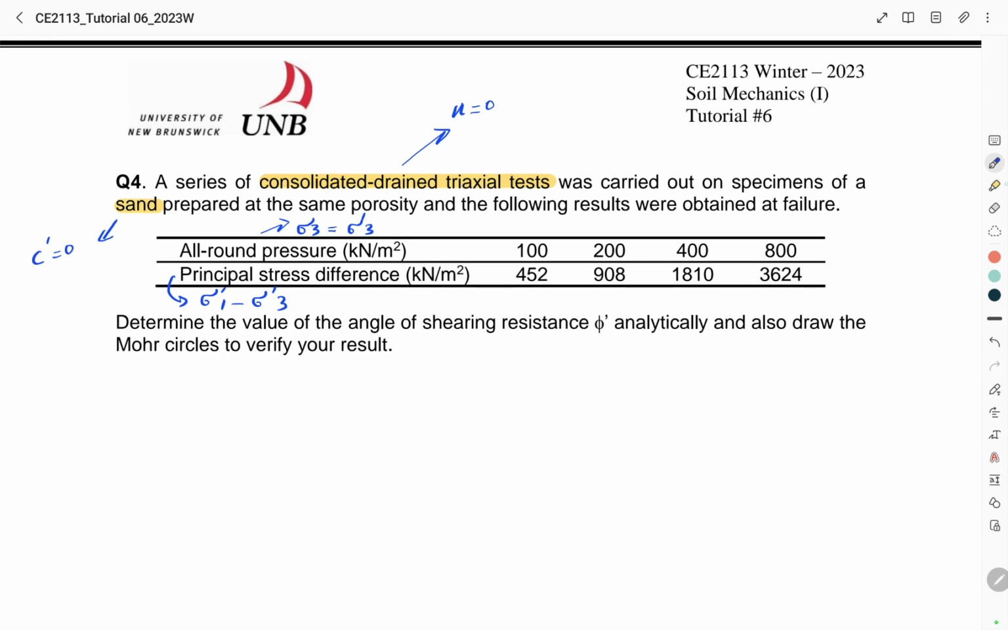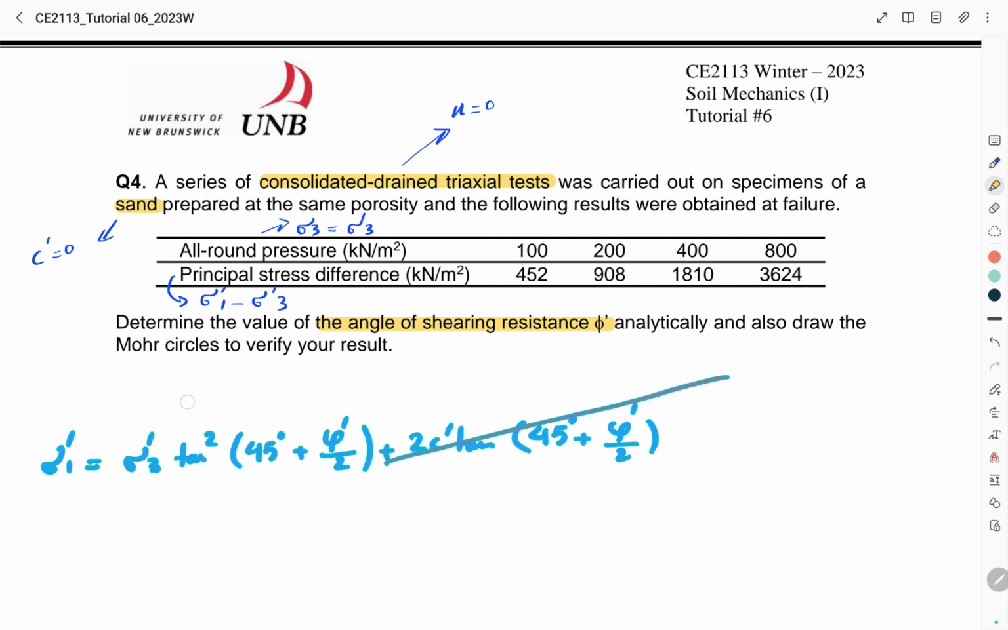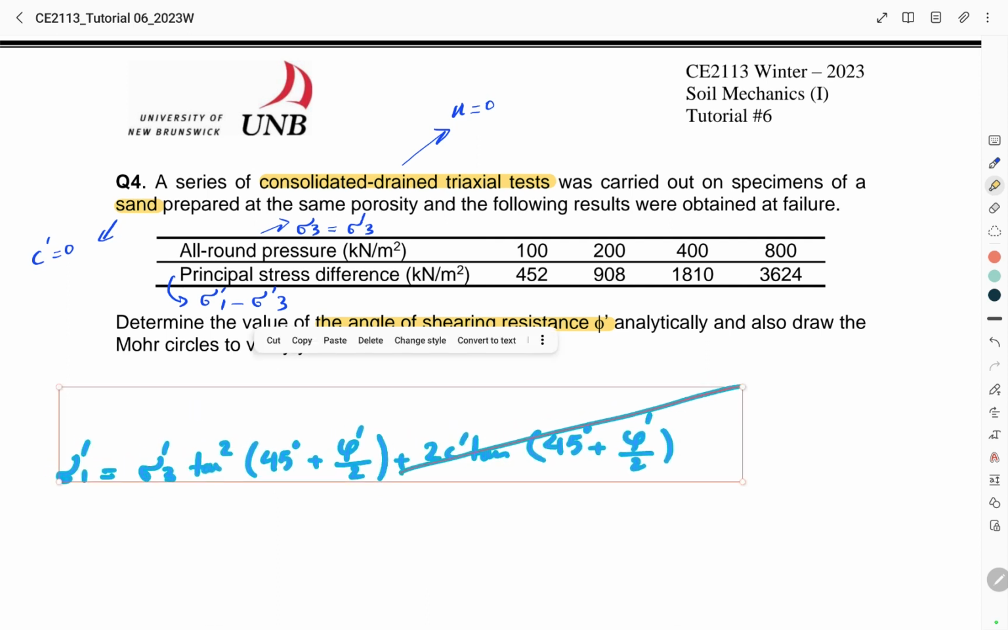And now the question is asking for the angle of shearing resistance, or phi prime. And it wants you to draw the Mohr circles to verify your results. So again, we're going to use the same basic relation between the principal effective stresses.